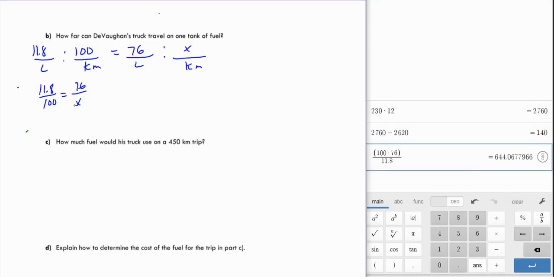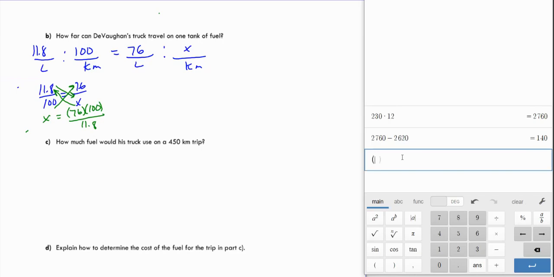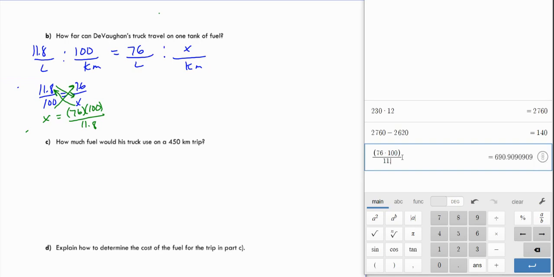Okay, remember how to cross multiply. We're going to bring this up, we're going to bring this one down, and we're going to bring this one up. So what's that going to look like? Well, we have x all by itself coming up here. 76 is already here. It's going to be multiplied by 100. And on the bottom, the 11.8 came down here. So we have 76 times 100 divided by 11.8. Okay, so x will equal 644 kilometers.